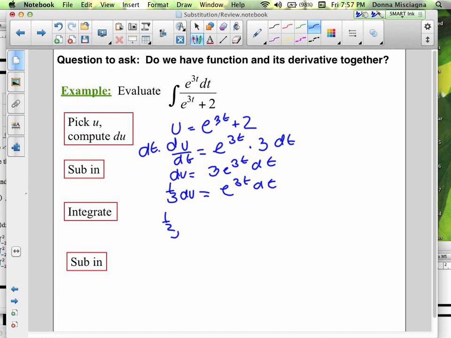Oops. There we go. Ooh, that doesn't look like a very good 3.